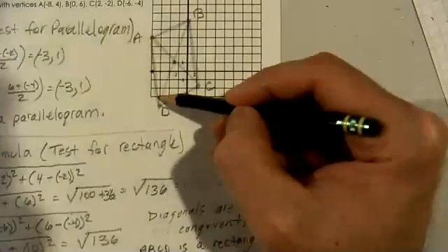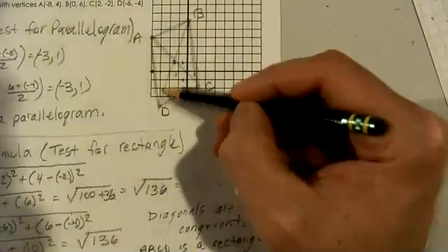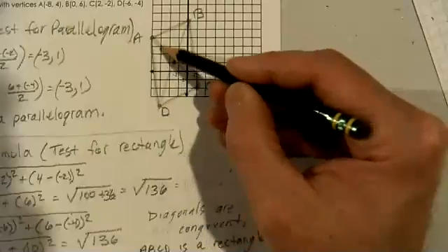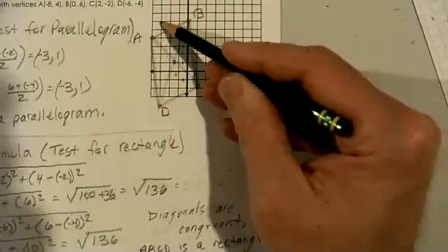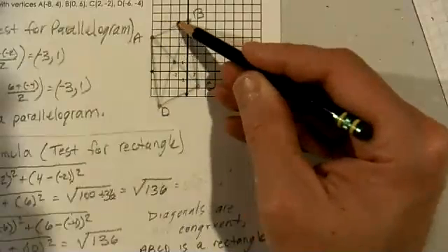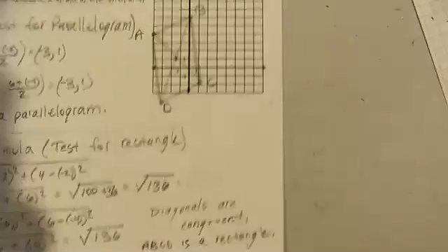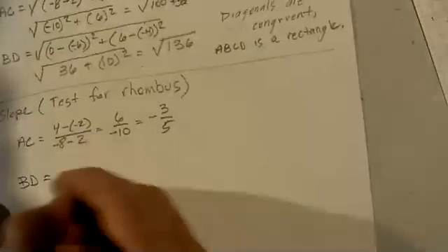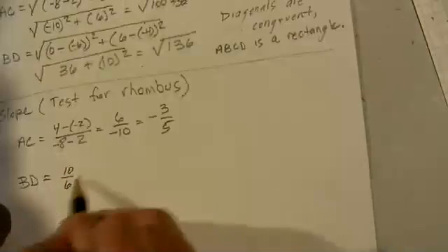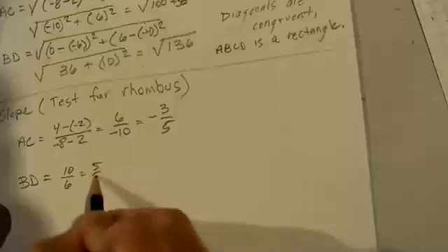Again, we go up 1 over 1. Let's go up 1, 2, 3, 4, 5, 6, 7, 8, 9, 10 over 2, 4, 6. Rise over run. 10 over 6. So that is 5/3.